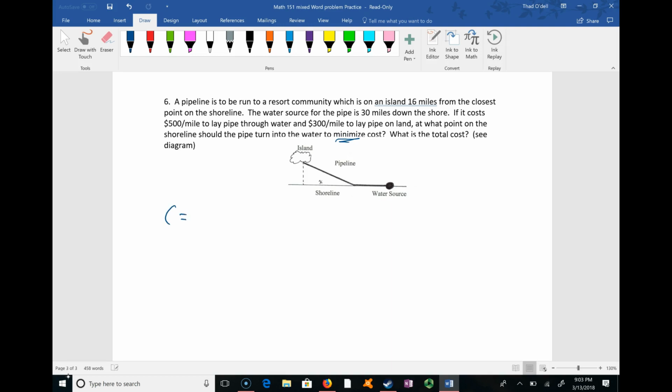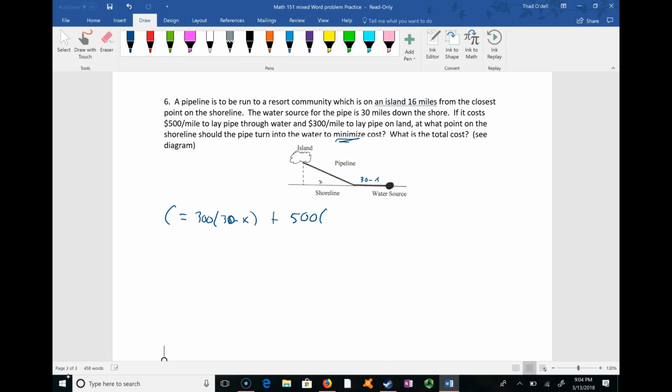We need to write a cost equation. We'll call that x, which means this is, see how far is it? 30 miles. So this would be 30 minus x. So that means the cost to run a pipe across land: $500 per mile to lay pipe through water, $300 per mile to lay pipe on land. So this is land right here, so that would be 300 times 30 minus x. Plus, and then the cost to run it across water is going to be 500 times something.